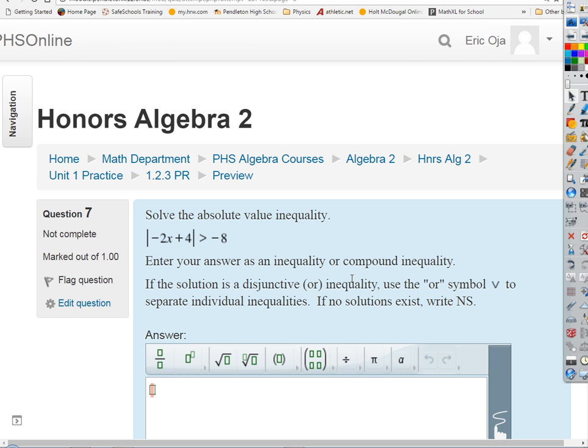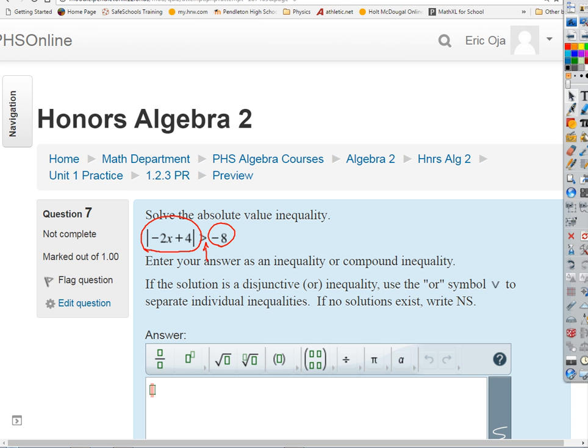Okay, this is a little tricky. So now we've got an absolute value that's greater than or equal to a negative number. Well, an absolute value can only output 0 or a positive number. And so therefore, that answer is always going to be true. So we don't even have to do anything. We know that this is going to be true for all values of x, so x is therefore unrestricted.